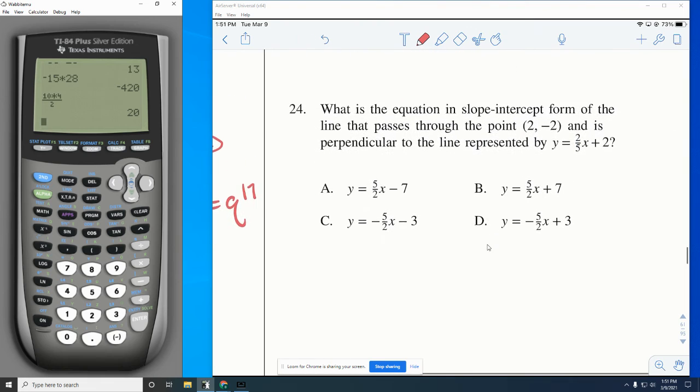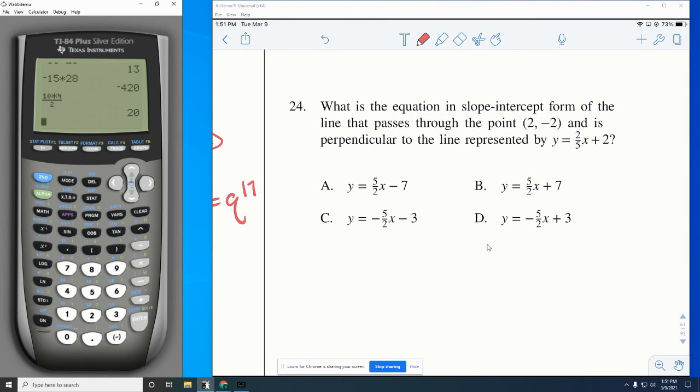And then the last one we're going to go over is number 24. What is the equation in slope-intercept form of a line that passes through the point (2, -2) and is perpendicular to the line represented by this one? So first, remember perpendicular means you take your slope and you flop it. So we make it the complete opposite. 2 fifths flips to 5 halves, and positive turns into negative. That means I can knock out A and B because they don't have the correct slopes.